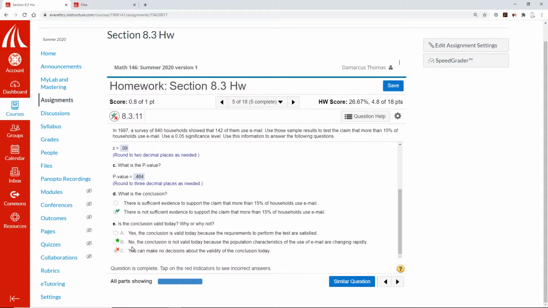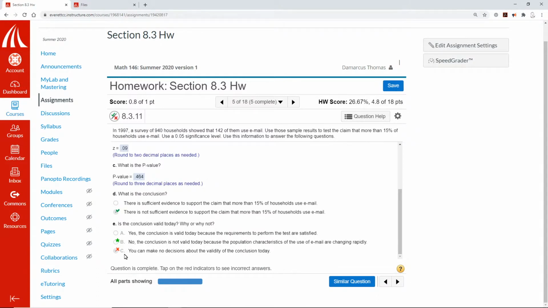No, it's not valid today. So we can conclude that it is not valid today. The reason is that the population characteristics of the use of emails are changing rapidly, and we'd have to conduct a new hypothesis test in this time frame in order to make some sort of conclusion.